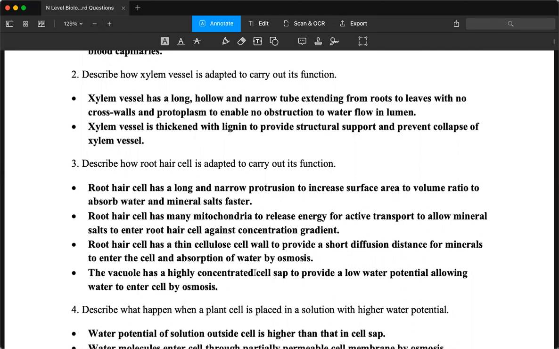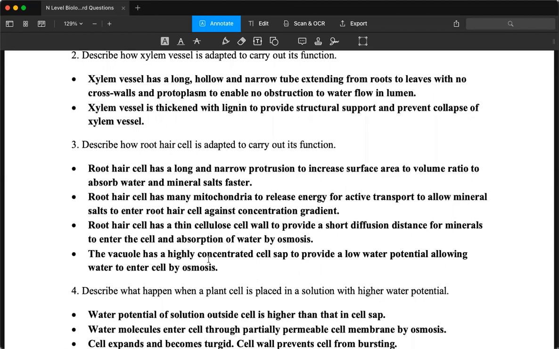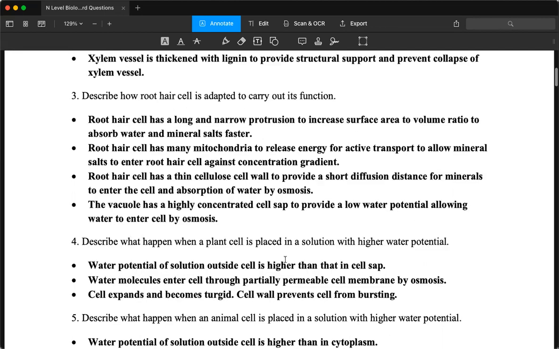Please be careful not to use the term diffusion for water. Next, the vacuole, which has the cell sap, is highly concentrated with it to provide a low water potential so that water can enter the cell by osmosis. So remember the four adaptations of the root hair cell.